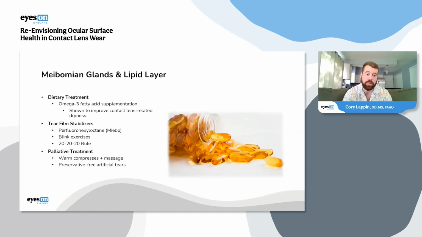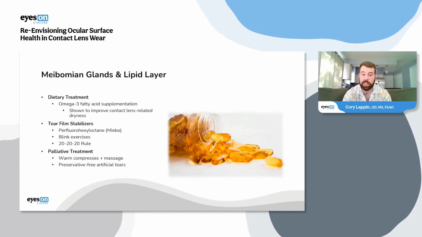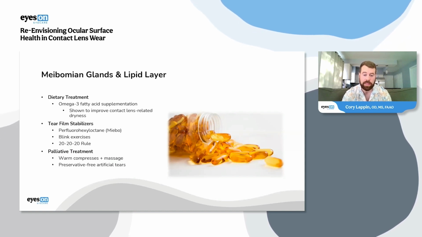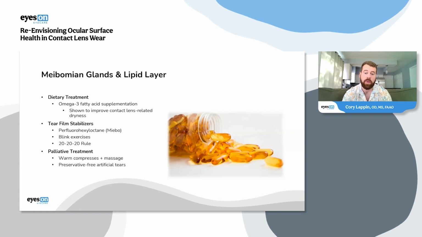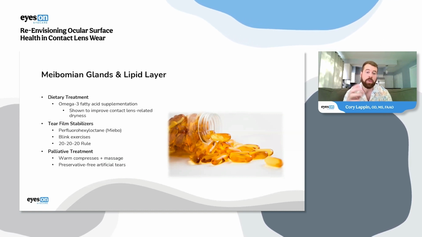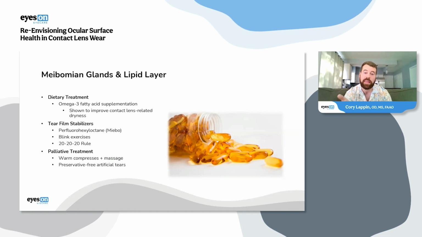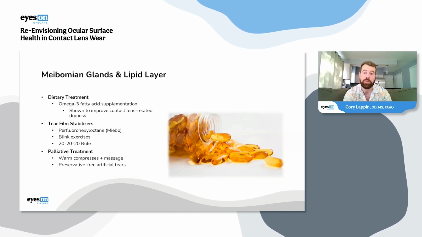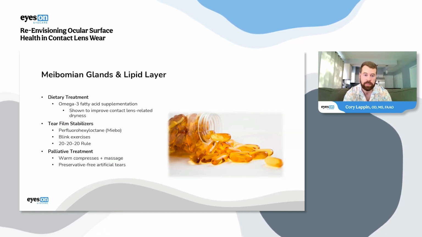Meibomian gland dysfunction is the most common contributor to dry eye, and we already know that contact lens wear disrupts the tear film. So to try to maximize the ability to wear our lenses, we really want to make the meibomian glands as healthy as possible so they can have a really robust lipid layer that can help stabilize the surface even when a patient's wearing the contact lenses. And one of the best ways to do that is with omega-3 fatty acid supplementation, which has been shown to improve contact lens-related dryness.